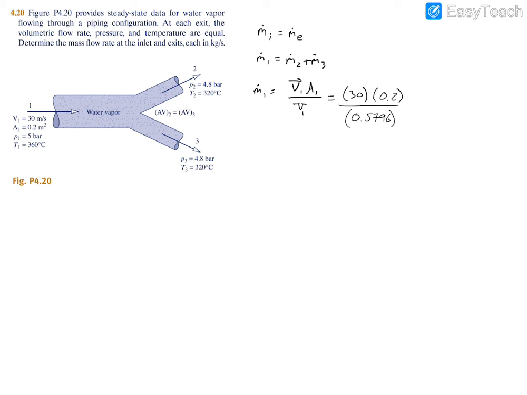So plug that in here, 0.5796. And if you plug this into a calculator, you'll have 10.35. Do your units out, and you'll come to kilograms per second. So that's your mass flow rate 1, m dot 1.